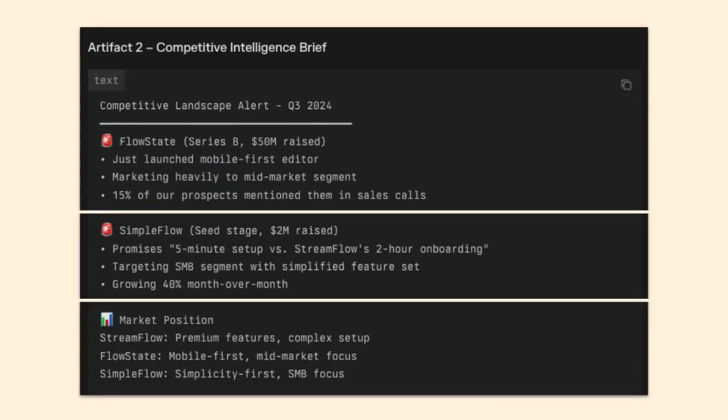Blake then reviews the competitive intelligence brief showing FlowState just launched mobile first and is specifically targeting the mid-market segment, which represents 41% of the user base. Meanwhile, SimpleFlow is growing 40% month over month by promising 5-minute setup versus hour-to-hour onboarding.